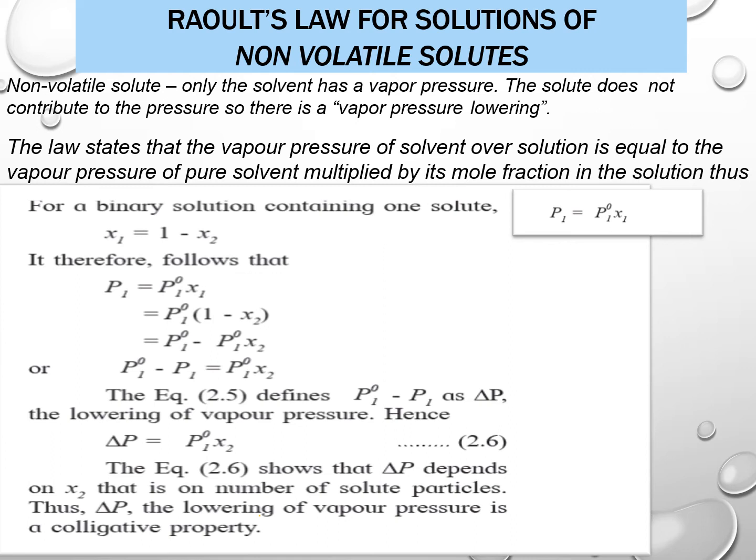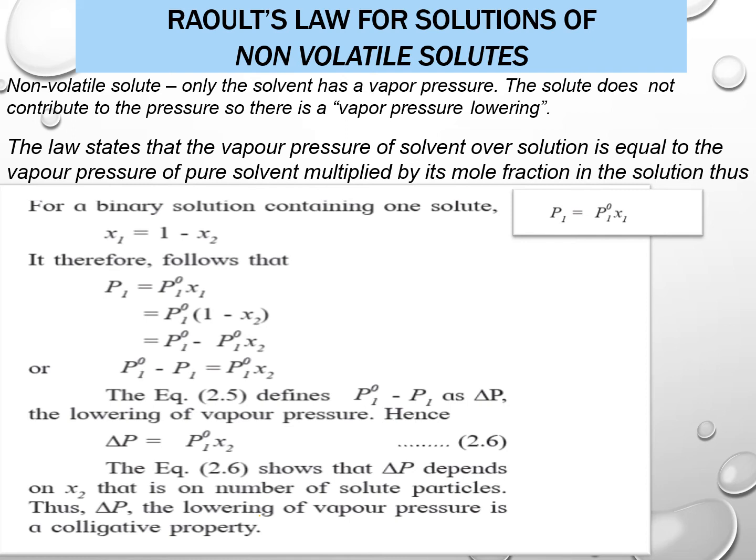Now let's see how Raoult's law can be used over here. So Raoult's law for solutions of non-volatile solutes. Now what is a non-volatile solute? Here in this case again only the solvent has a vapor pressure while the solute does not contribute to the pressure. So there is vapor pressure lowering. So the law states that the vapor pressure of the solvent over the solution is equal to the vapor pressure of the pure solvent multiplied by its mole fraction. So here the contributing factor will be only 1.